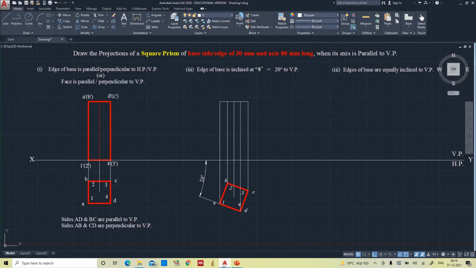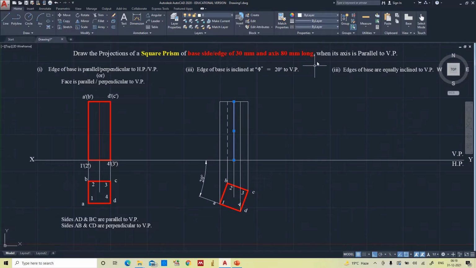The same you can see here. A1 is clearly visible, D4 is clearly visible, C3 is clearly visible. The only one edge which is invisible is B2 because it lies backside to this rectangular face. So now only this is the one which is hidden, so I am applying the dashed 2 line. Okay, and the remaining edges are visible.